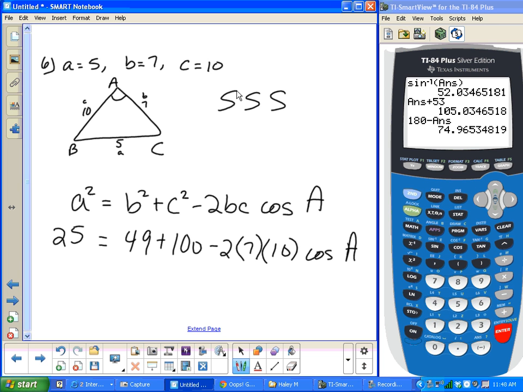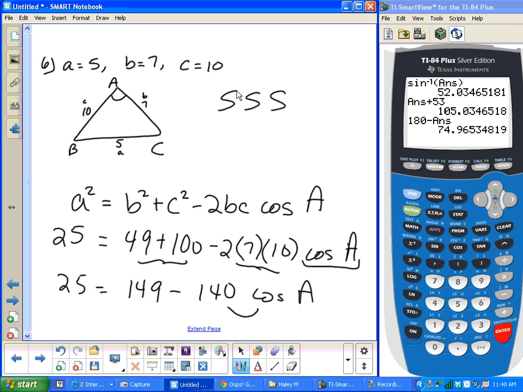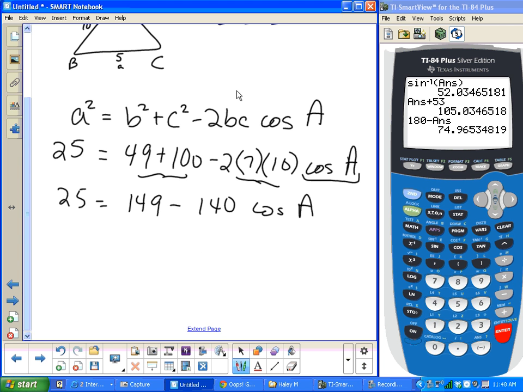Keep in mind what we're trying to do is isolate this, so eventually we're going to take the inverse cosine. Let's clean this up and calculate. 49 and 100 would be 149, and then 2 times 7 times 10 is 14 times 10, which is 140. Recall, we're not going to subtract 149 minus 140, because 140 is multiplying and that would break the order of operations. So we get rid of the 149 by subtracting 149 first.